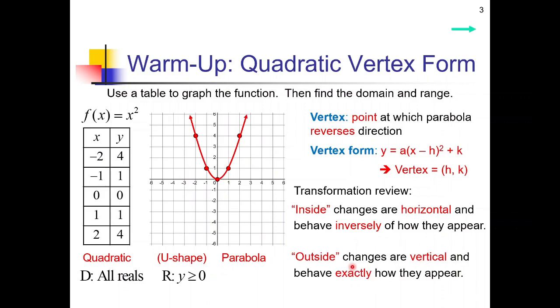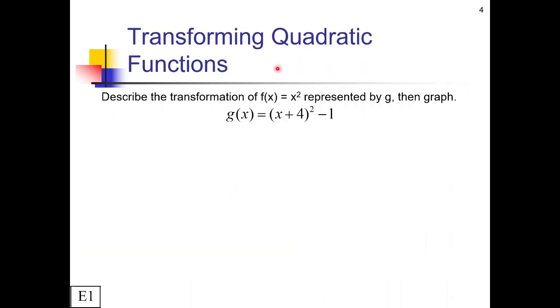And they're going to do exactly what they appear to be doing. So with that in mind, let's apply some of these transformations. For our first example now, we're going to describe the transformation of x squared that this g function is performing, and then we're going to graph it.